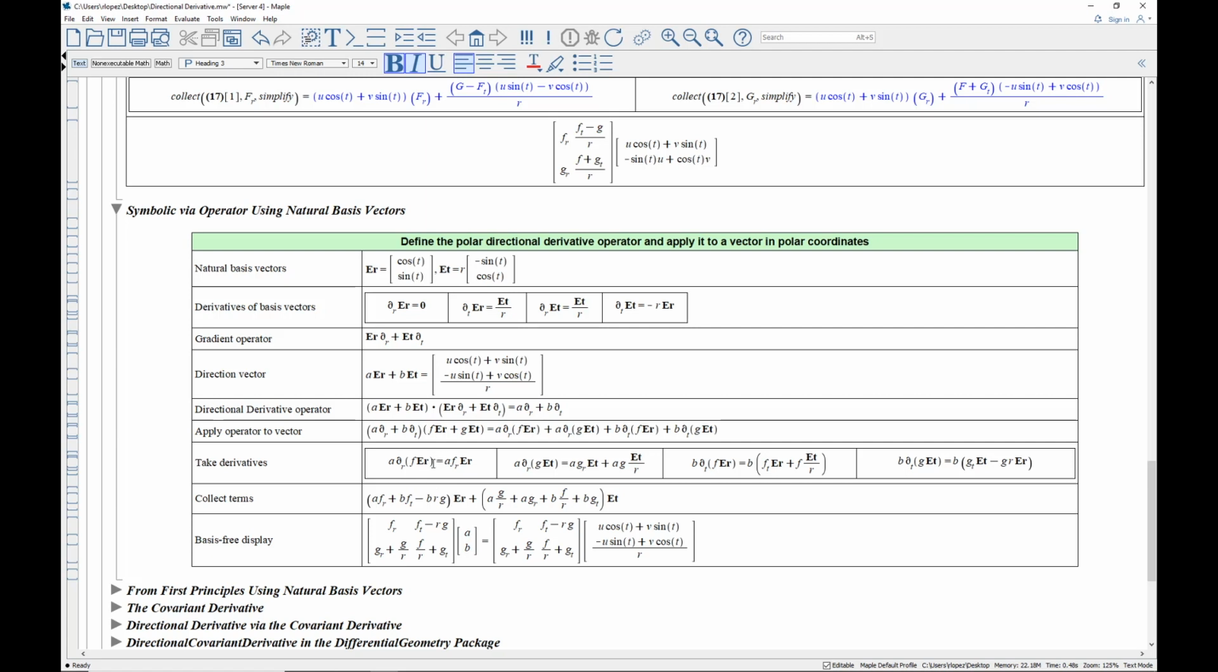This one, partial with respect to r, was only going to affect this f because there's no r in e_r. So you just get f sub r. This one, you're going to get two terms because you're going to differentiate g, that's this piece, partial on g, but then you have to take the r derivative of e theta. The r derivative of e theta is e theta over r, so here is where the undifferentiated g shows up.